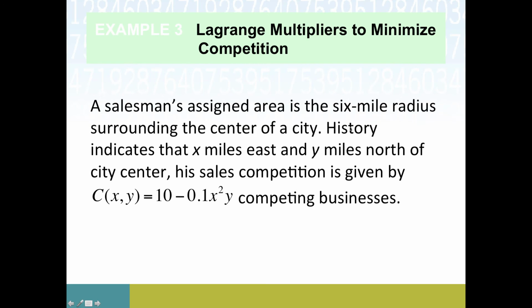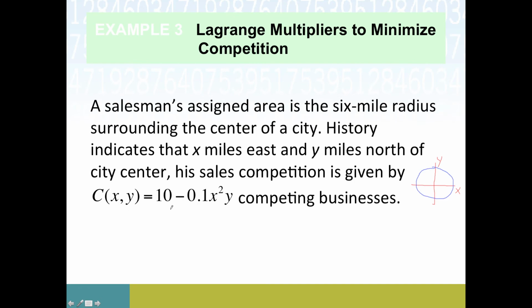Okay, so here's our admittedly slightly contrived setup, but we've got a salesman whose area is a 6-mile radius that surrounds the center of a city. So pictorially, if we picture the XY plane, it's our choice what to call these letters, but I think this will be consistent. We're looking at X miles east and Y miles north. So this is exactly the orientation that we'd be looking for. And this salesperson is supposed to have a path that follows that circle, essentially.